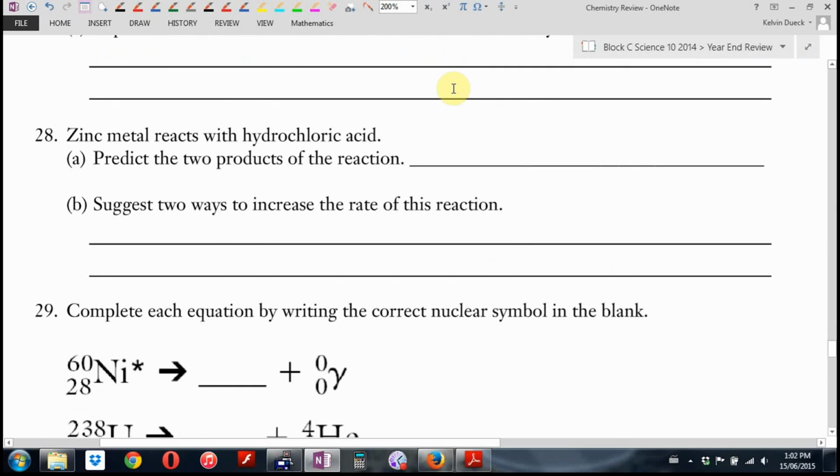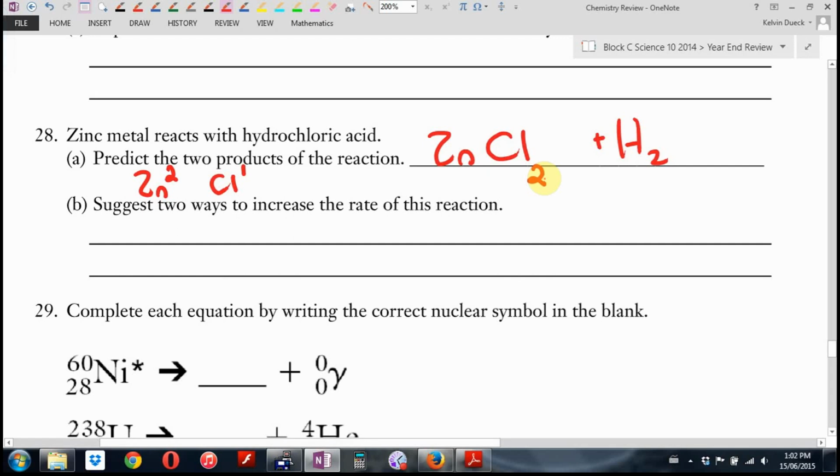Zinc metal reacts with hydrochloric acid. Predict the two products. Did we drop zinc into acid and watch it bubble? I think we did, and the bubble was hydrogen. So you end up with zinc chloride and hydrogen, except I think I've balanced zinc chloride wrong. What's the charge on zinc? Is it 2 or 3? 2, and chloride has a charge of 1. I think it's ZnCl2.